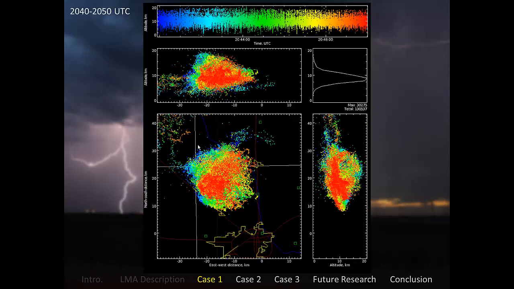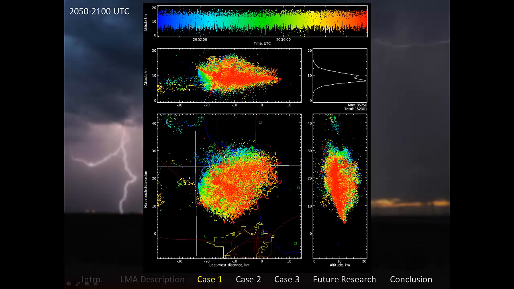Again, going forward 2040 to 2050 UTC, the thing to notice here is that we're seeing again a concentration of sources in the core of the storm, but we're also starting to see sources going out in two directions. The first one here off to the northeast, and the second one here off to the southeast. Again, this is as the storm is starting to reach its maturity stage, and if you think about supercells on radar, you kind of get the flying eagle look. Well, that kind of corresponds to this as well.